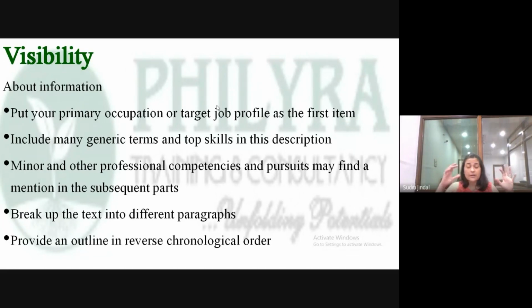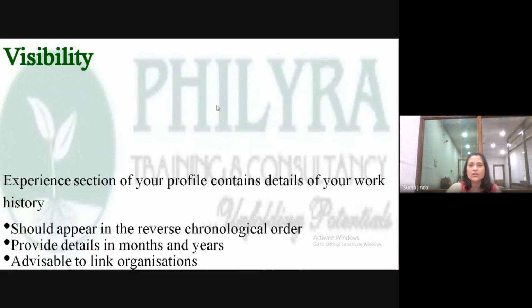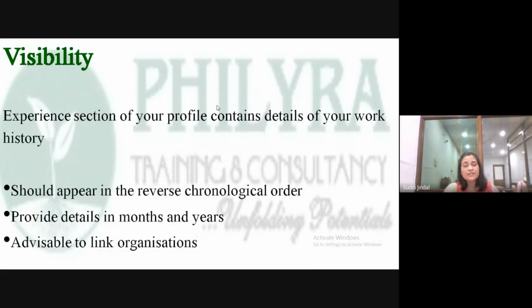The information should be broken up into different paragraphs so that there's clear segregation of content and it's easy to read and understand. I've talked about reverse chronological order already. Then experience comes after the about information. If your students haven't had any experience, they should talk about extracurricular, co-curricular activities, again in reverse chronological order. And remember to link, because if there are organizations or individuals present on LinkedIn, you should link to them, because someone searching for them would also land on your page or profile.